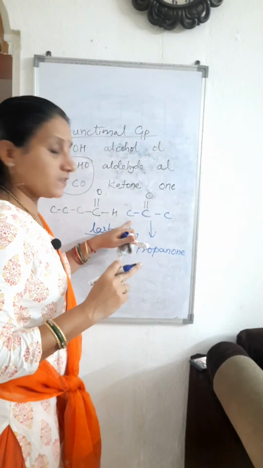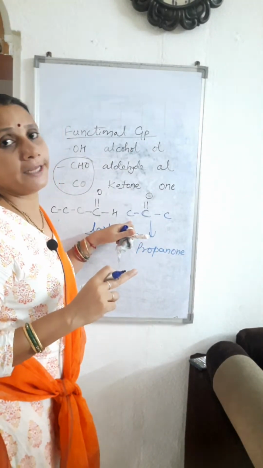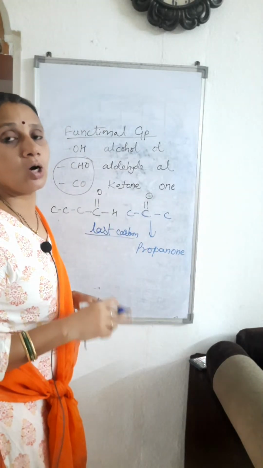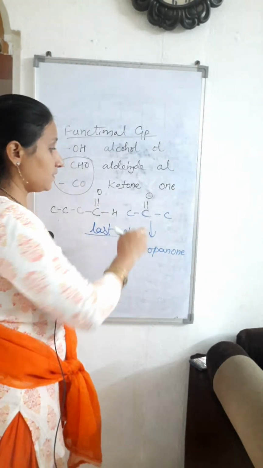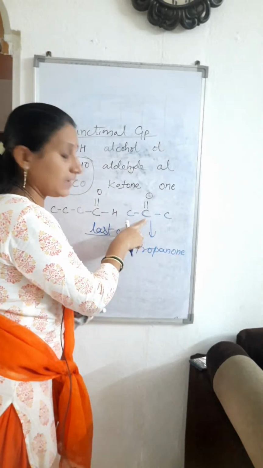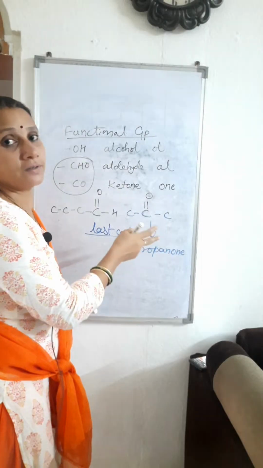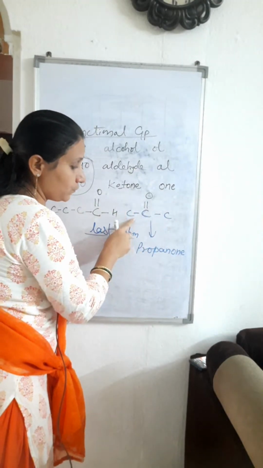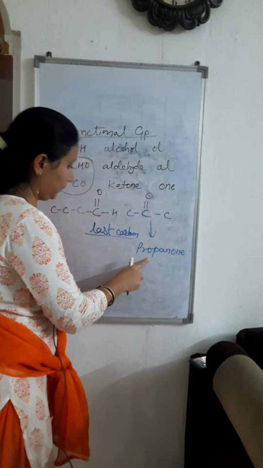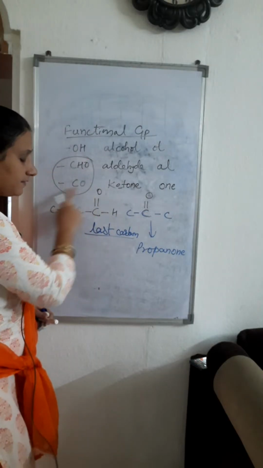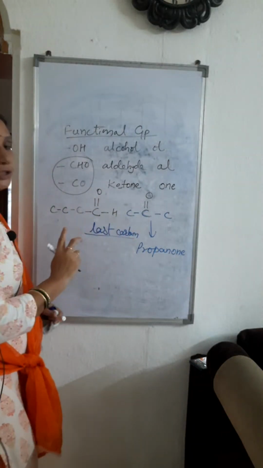Ketone's first member starts from propanone only. We cannot make methanone or ethanone. The reason is the carbon must always attach at the second position, so there should be carbons on both sides. Because of this, the first one can be propanone only. And for aldehyde, it is the last carbon. So this is how to differentiate.